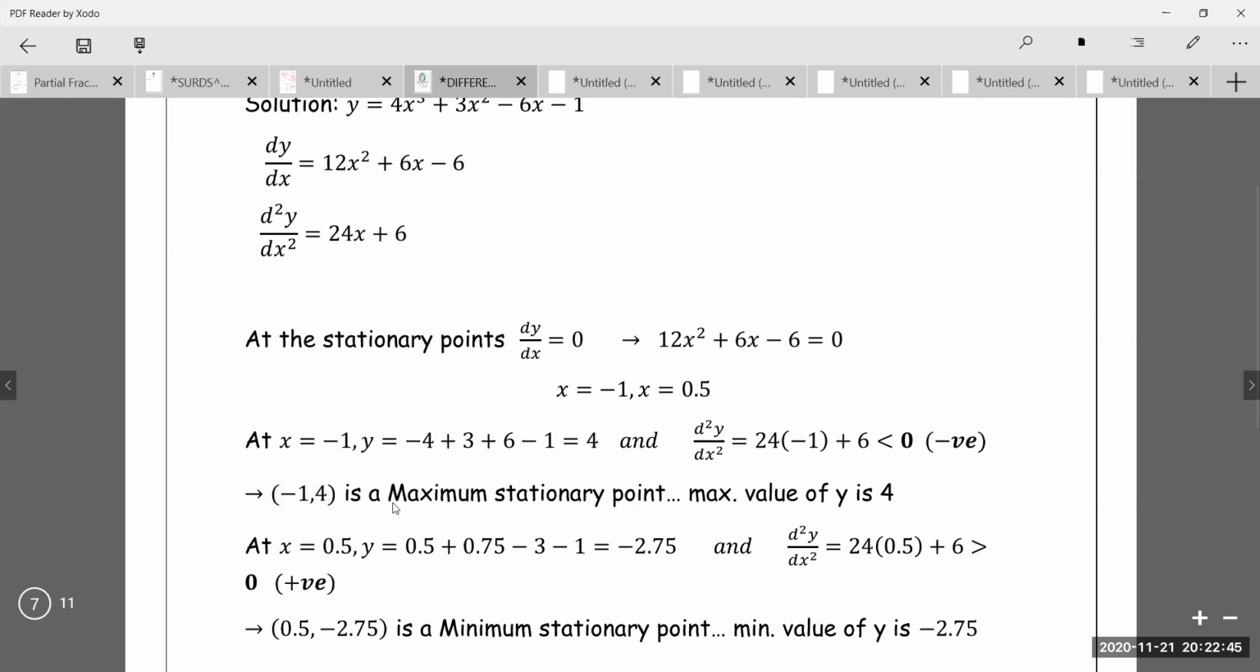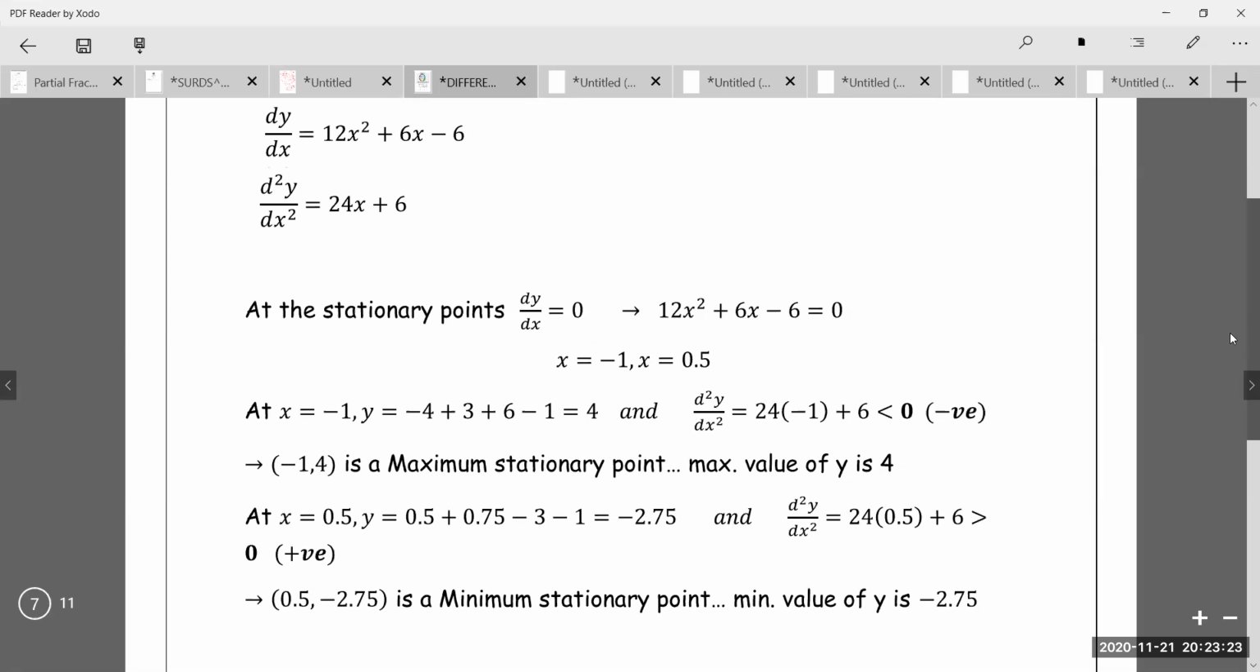To find out which one is maximum: at a maximum stationary point, d2y by dx squared is negative. d2y by dx squared is 24x plus 6. Plugging in x being -1, I get -24 plus 6, which is less than 0. And so (-1, 4) is a maximum stationary point. When d2y by dx squared is positive, like when I plug in a half, then it is a minimum stationary point. That's known as the nature of stationary points.